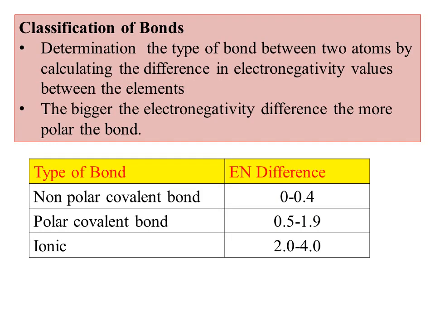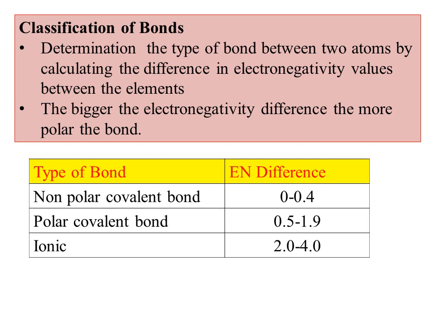Classification of bonds. Determine the type of bond between two atoms by calculating the difference in electronegativity values between the elements. The bigger the electronegativity difference, the more polar the bond. Non-polar covalent bonds: if the electronegativity difference is between 0 and 0.4, they are called non-polar bonds.